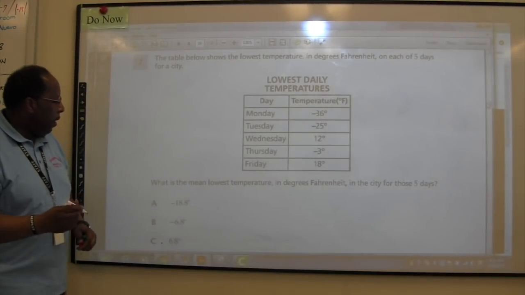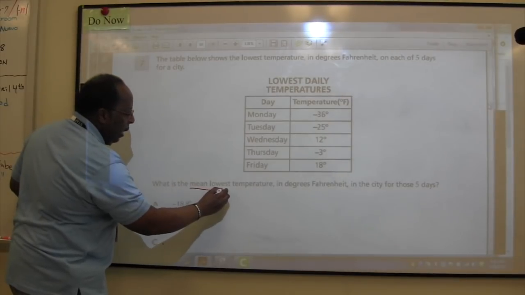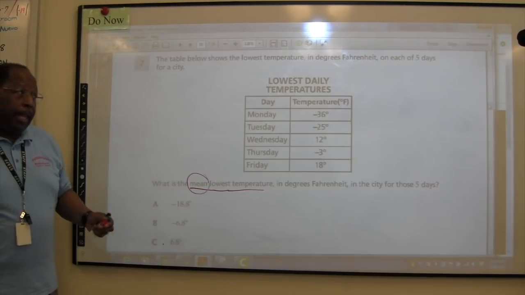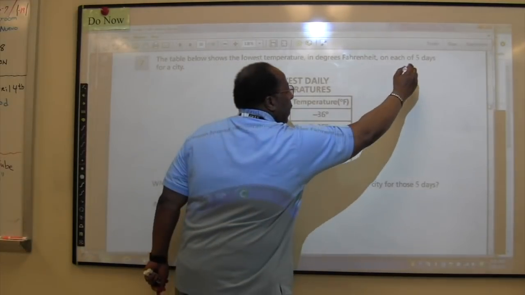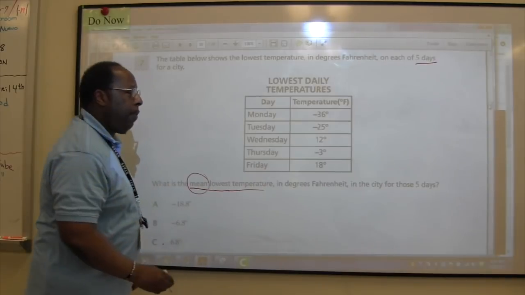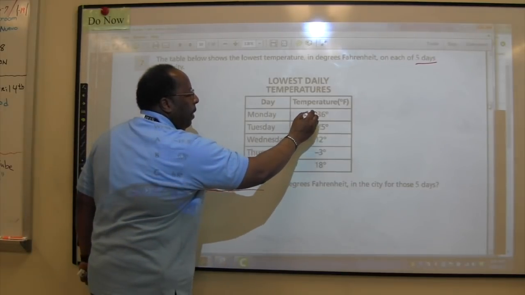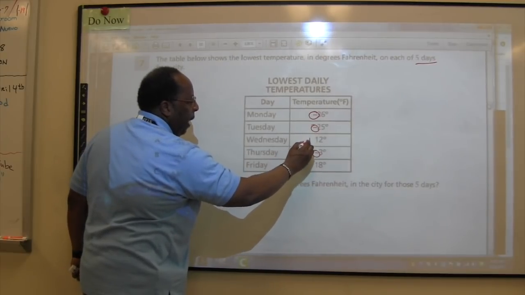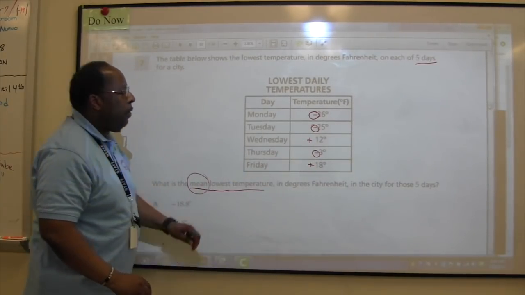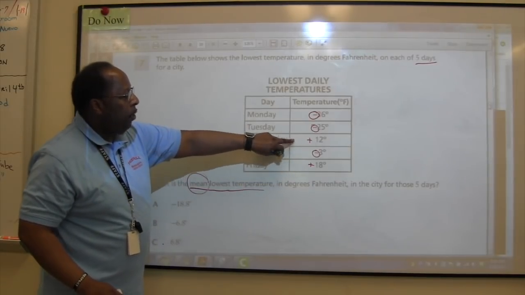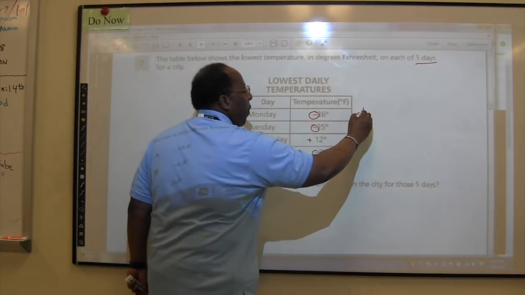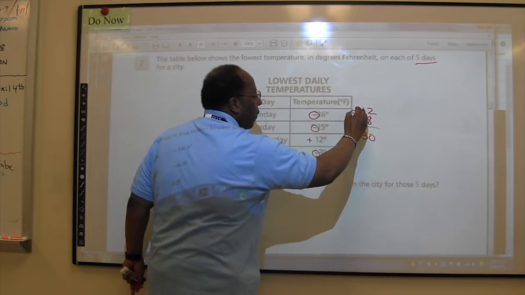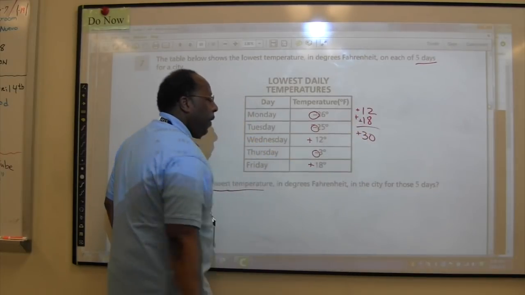All right, so the key word in this problem is mean lowest temperature. Again, we talked about that word mean. It means to find the average. We have 5 days that we're dealing with of temperatures. And notice, some of the temperatures are negative, and some of them are positive. And you remember the rules for adding positive numbers? You can add up positive plus positive. So 12 plus 18, that'll give you positive 30. So when we add that up, positive 30 degrees Fahrenheit.